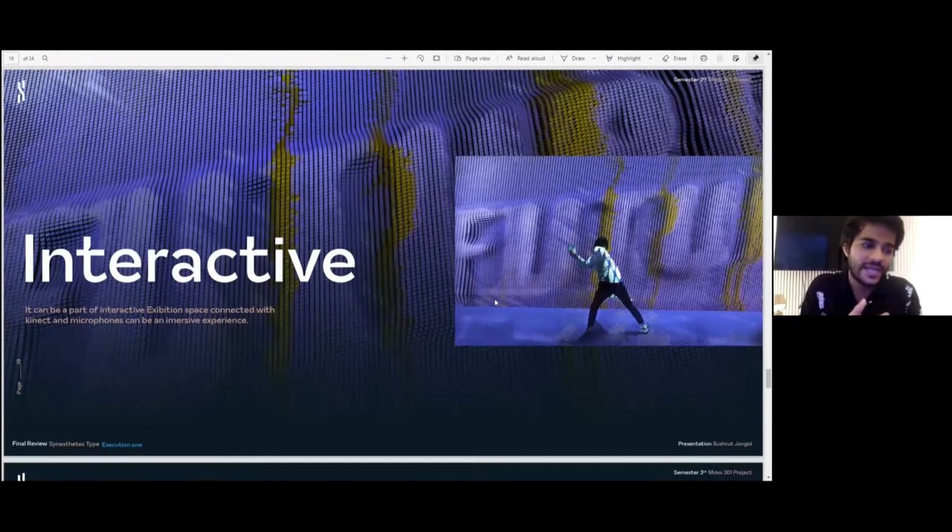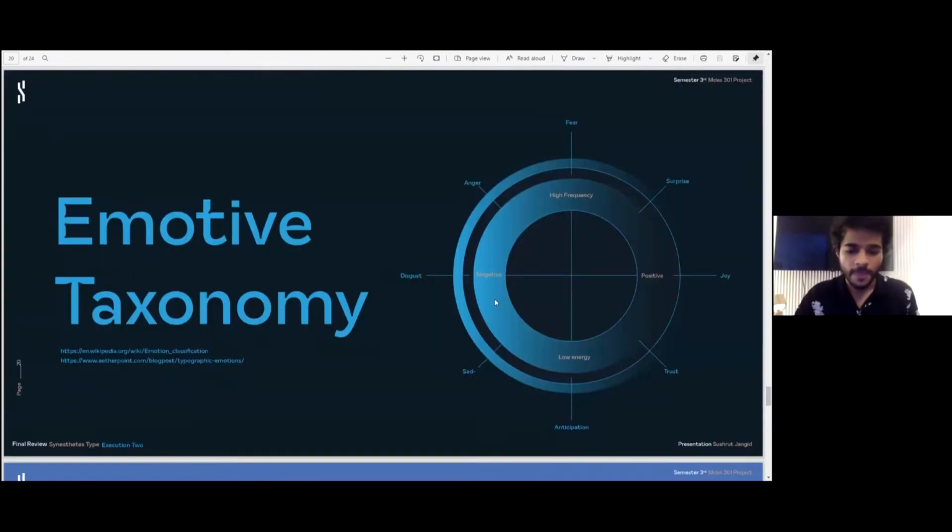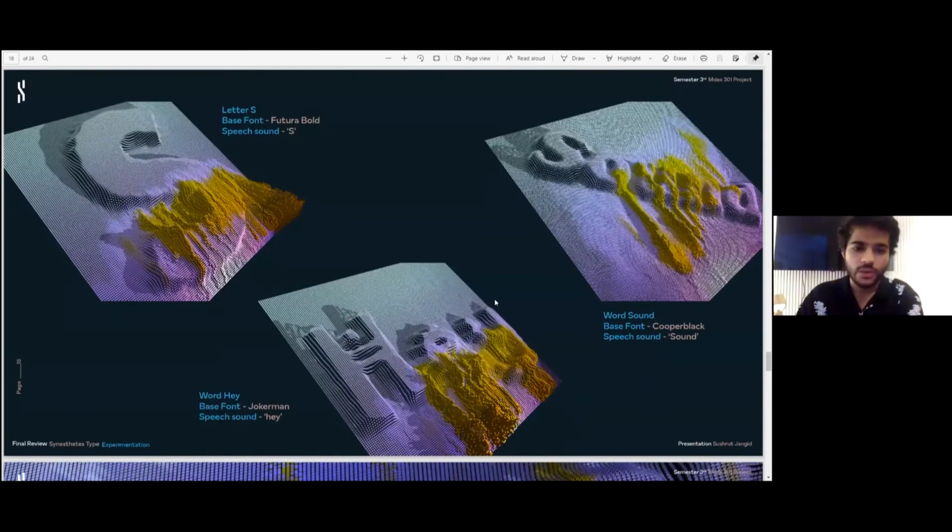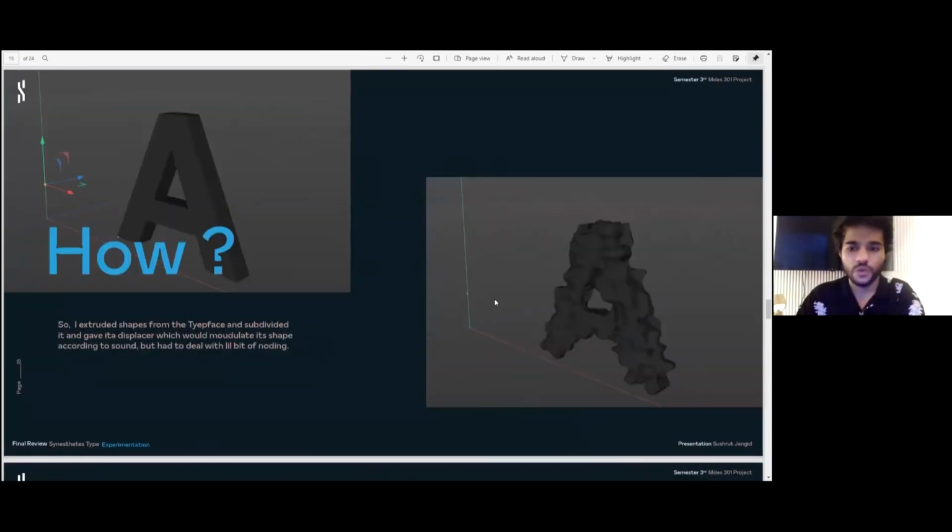Just because I had a learning limitation, I couldn't explore a lot with this particular tool of visual programming. But with the proper understanding, I can certainly explore, we all can certainly explore, much greater depth of introducing sound with the typography. So yeah, with the second concept, I want to move further.